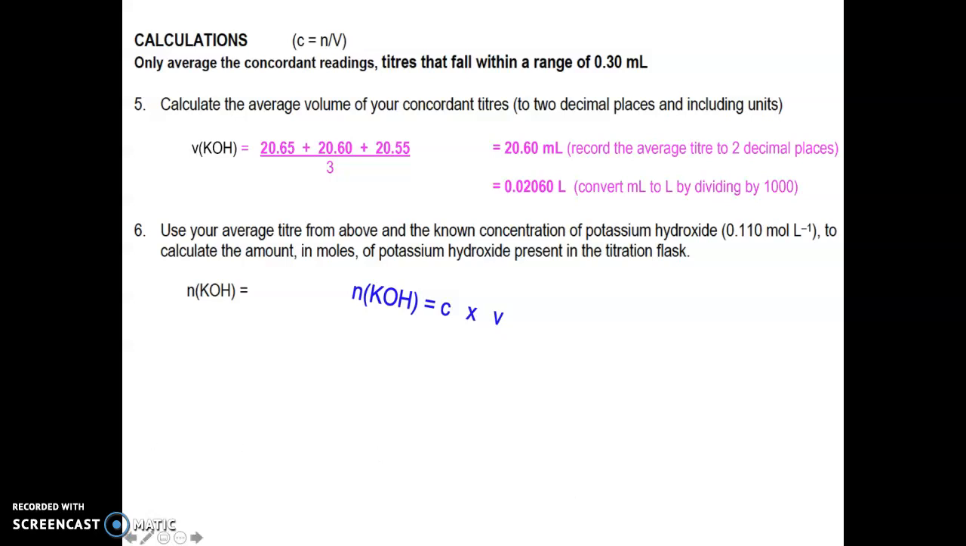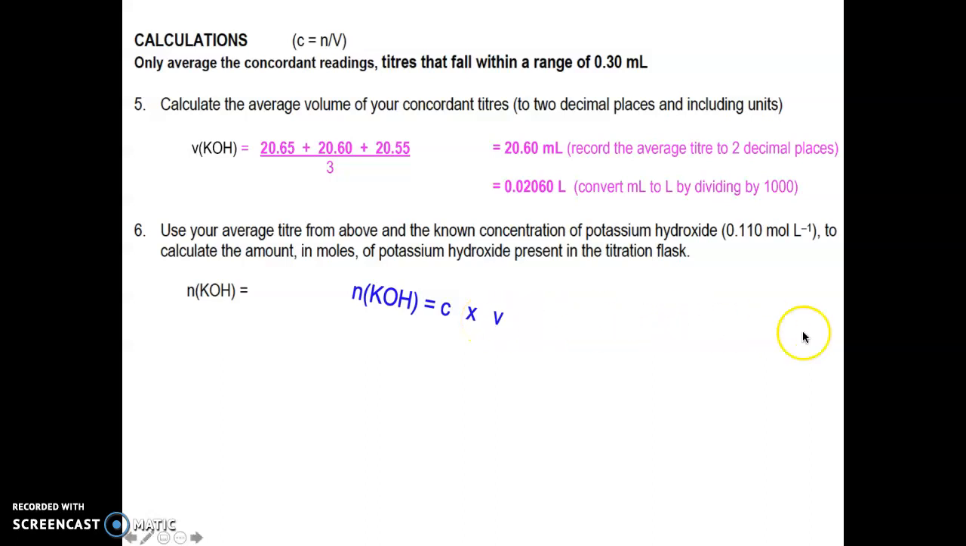The next question on the worksheet, number 6, tells us to use the average titer. Note that we'll be using this one here in litres. And they tell us to use the known concentration of potassium hydroxide, which is given here in brackets. And they want us to calculate the amount. So you will now need to recall that the amount is concentration times volume.